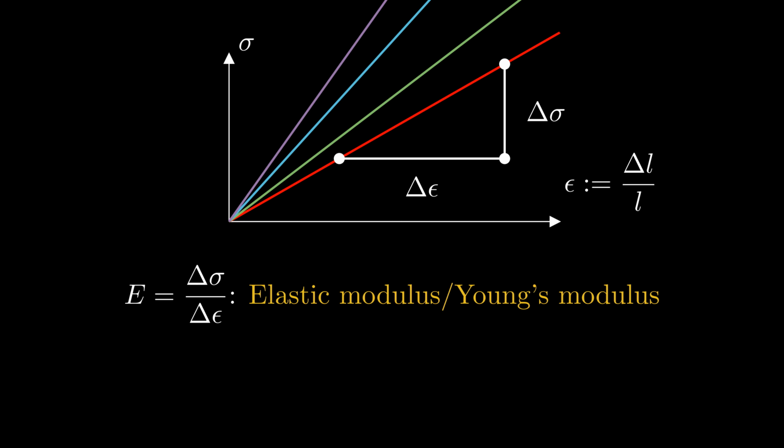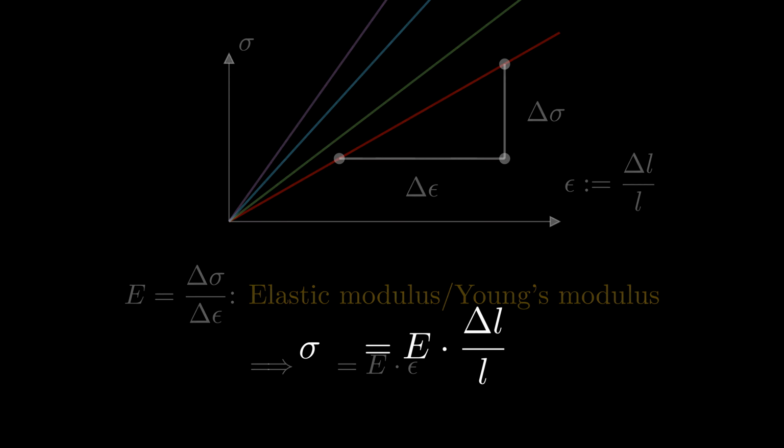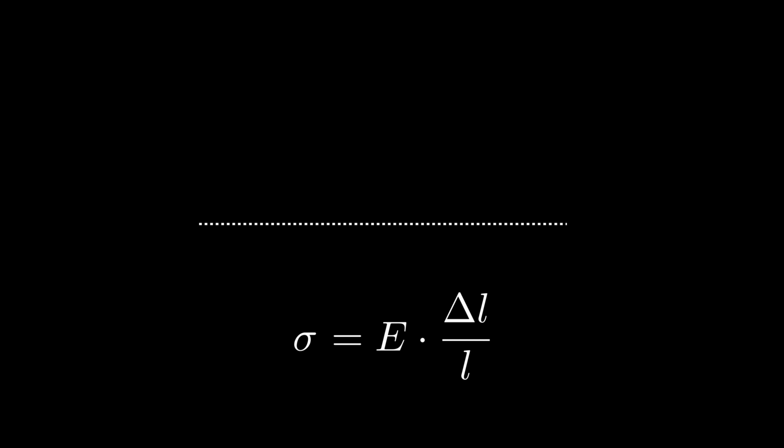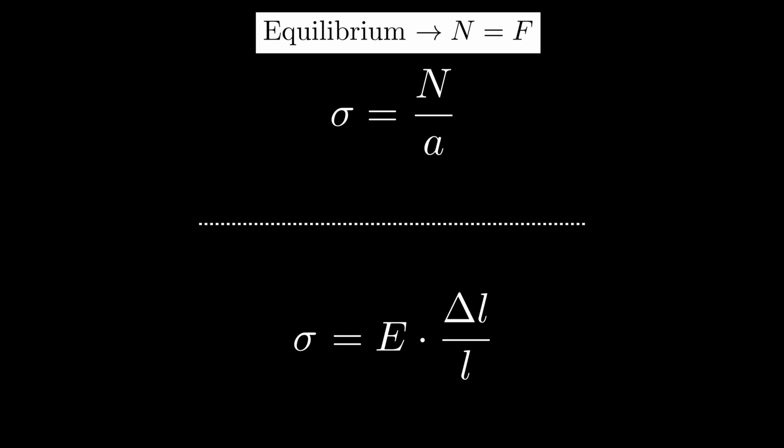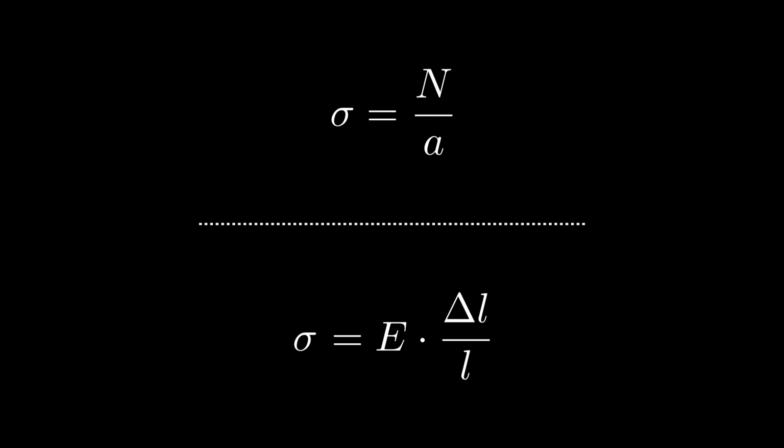By the definition of the E modulus, we obtain another formula for the stress or the tension inside of the bar, which is that sigma is equal to E times epsilon, and this is equal to E times delta L divided by L. And now we have two formulas for the tension sigma. On the one side we have that sigma is equal to E times delta L divided by L, and on the other side we know that sigma is equal to N divided by A. N is here the summarized force inside of the bar and A is its cross-sectional area.